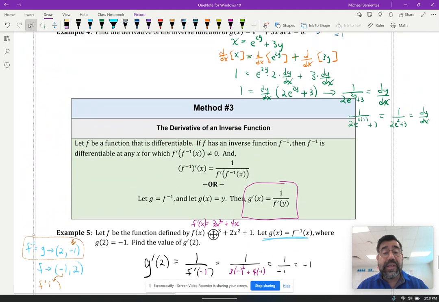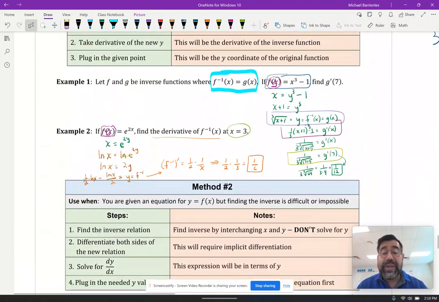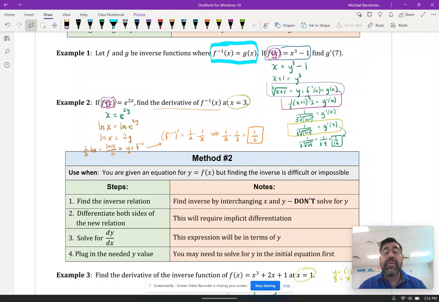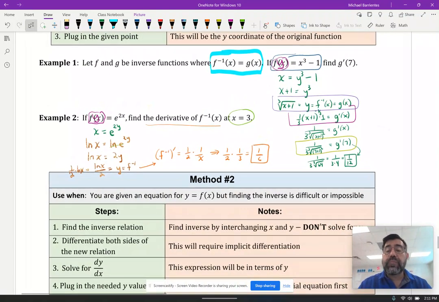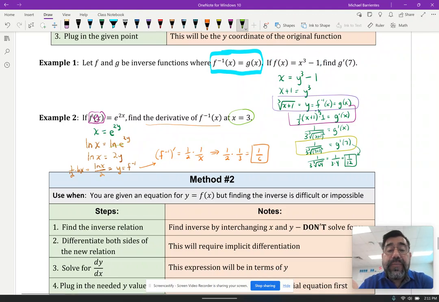So then the question is, can I do the same thing with the ones that we've already done, that we already know the answers to? So let's see. I'm going to go back to example 1. I'm going to find a color that I didn't use. How about orange? I'm going to use orange here for example 1. We were given the original function, but we're asked to find the derivative of the inverse at 7.